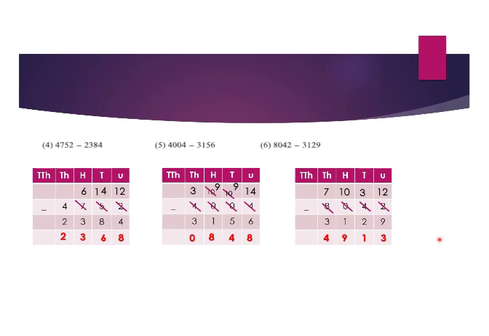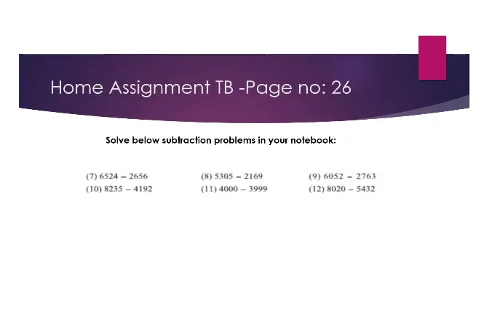Okay, and solve this exercise in your notebook very properly by drawing these columns and mentioning this unit place at the top. Okay, home assignment. As I said, textbook page number 26. Solve the below subtraction problems in your notebook. See students, these are the subtraction problems which I have just kept for you. So please try to solve them on your own. In this 11th one, this 4000 minus 3999. Please solve this subtraction problem very properly. Pay attention and solve it.